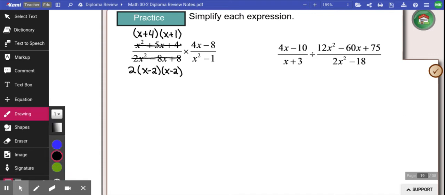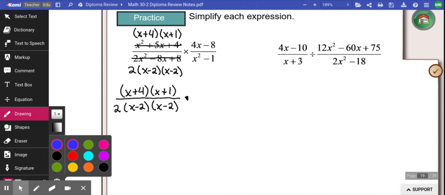Okay, factoring this. Looking at the first fraction, that wouldn't factor. So I would still have x plus 4, x plus 1. And on the bottom, I would still have 2, x minus 2, x minus 2. The other fraction, though, can factor. So if I look at the top here, what I could do to 4x minus 8 is I could take a greatest common factor out. I could GCF it. I could take a 4 out, leaving me with an x minus 2.